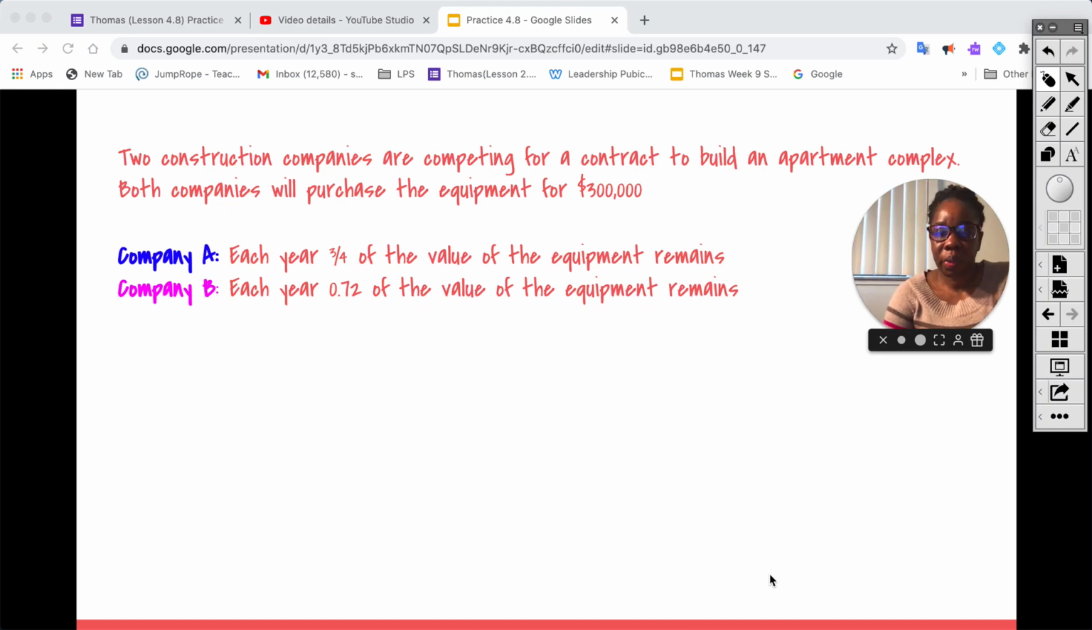Okay, so this question says two construction companies are competing for a contract to build an apartment complex. Both companies will purchase the equipment for $300,000. For Company A, each year, three-fourths of the value of the equipment remains. However, for Company B, each year, 0.72 of the value of the equipment remains. So the question we're asked to answer is, which company's equipment has the higher remaining value?